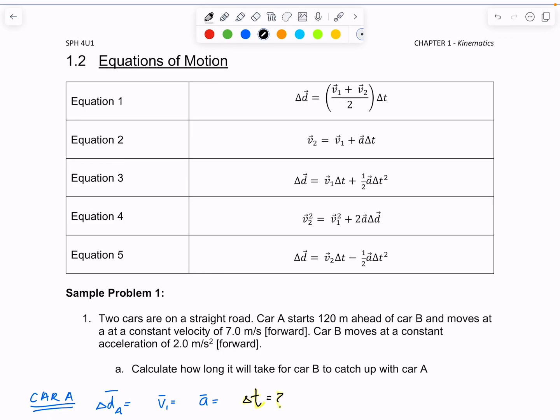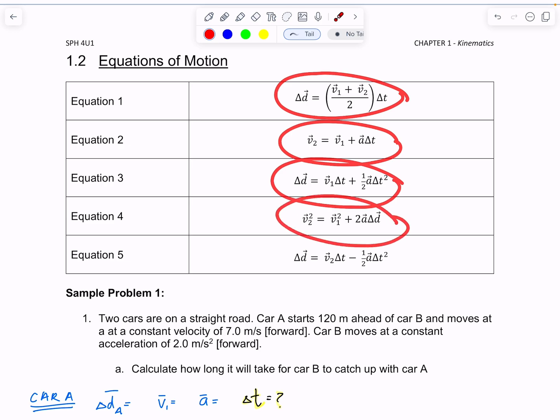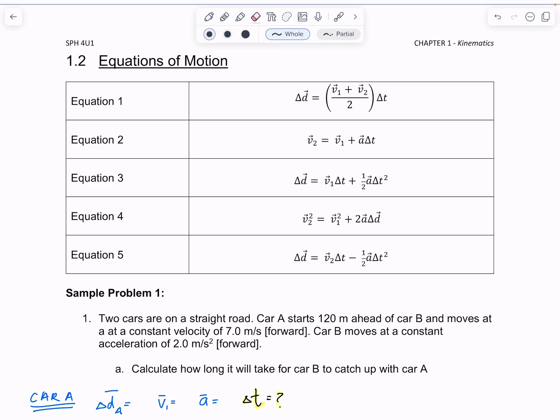Section 1.2, Equations of Motion. In Section 1.2, we're going to look at the 5 equations for uniformly accelerated motion. In these equations, you can find one of several variables. You can find delta d, the displacement, v1, initial velocity, v2, final velocity, delta t, elapsed time, or acceleration. Which of the 5 equations that we will use depends on what's given inside the question.